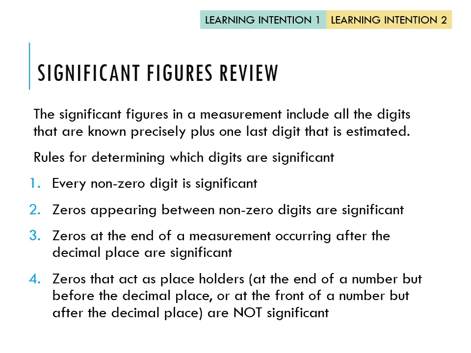So significant figures, so important, because at the end of the year exam, you could lose some points by not rounding correctly and not using correct significant figures. So every non-zero digit is significant. Zeros appearing between non-zero digits are also significant, and zeros at the end of a measurement occurring after the decimal place are significant. Zeros that act as placeholders at the end of a number, but before the decimal point, or at the front of the number, but after the decimal point, are classed as not significant.